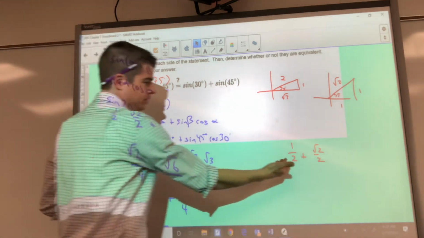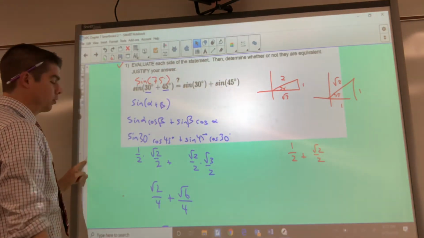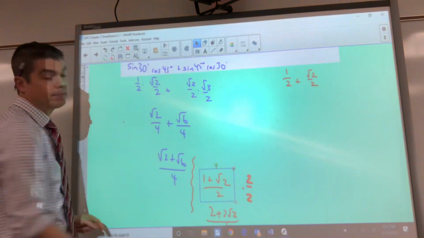The right side is equal to 1/2 plus root 2 over 2, where the left side is equal to the quantity root 2 plus root 6 over 4.